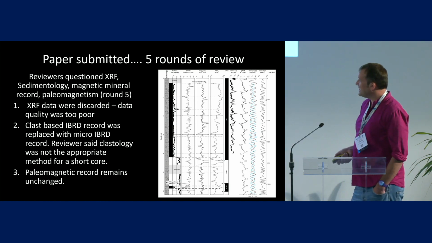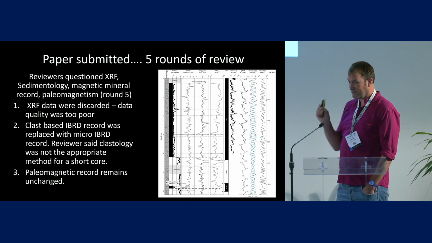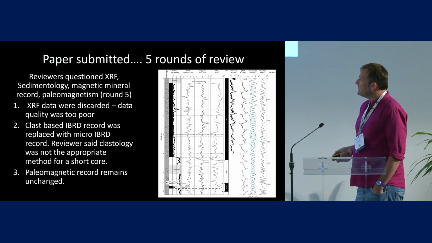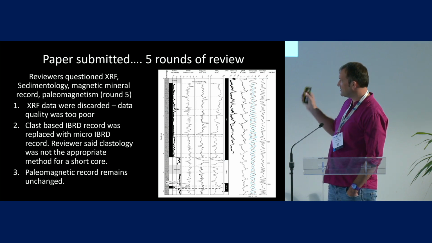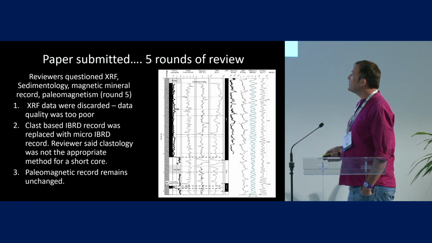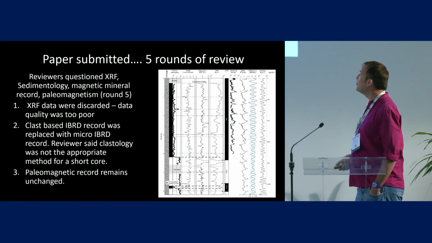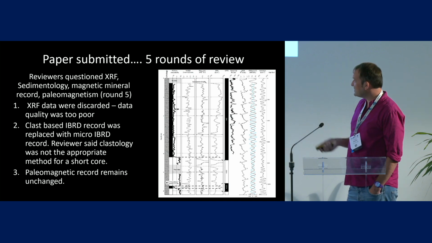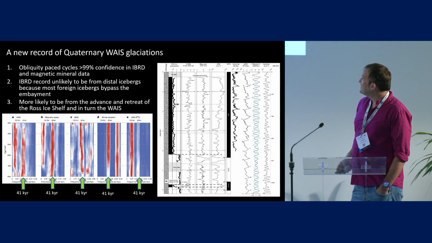Five rounds of review later, the XRF data were thrown away because some reviewer knew more about that data set than I did, I'll admit, and said it's too noisy. So we chucked that out. Then someone else said, you cannot do clastology, the Talarico method, on such a short core, and I said, okay, fine. So we will do micro iceberg rafted debris. That gives us a much more precise record. And the paleomag was unchanged, even though someone challenged it at the eleventh hour. So what do we have now?